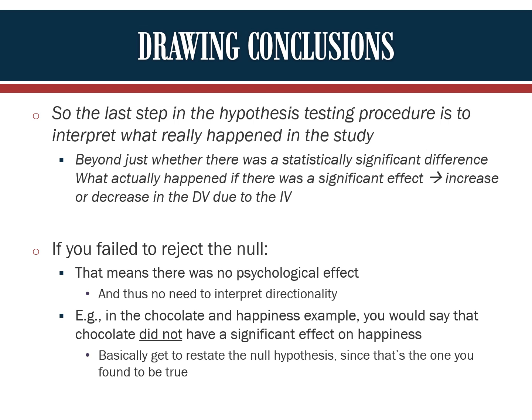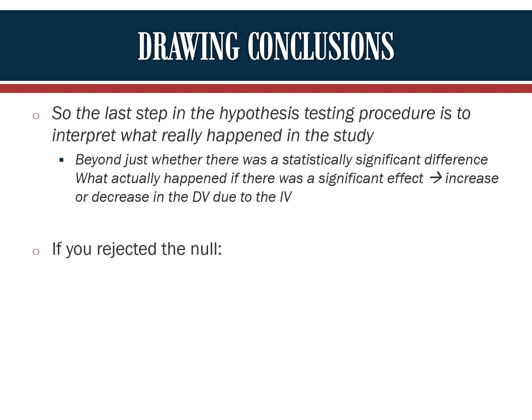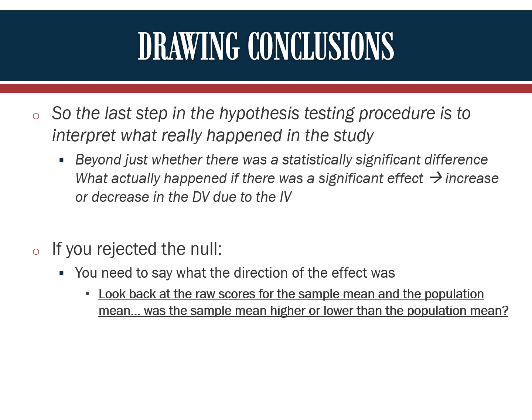So if you're failing to reject the null, you don't have to do anything with directionality. You can just say, there was no effect of chocolate on happiness. However, if you rejected the null, here's where you need to interpret the directionality. So you need to say what the direction of the effect was. So a little more effort is required here. Here's what you do in order to say what the direction was.